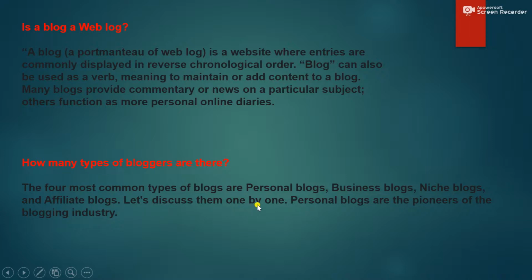Let's discuss them one by one, starting with personal blogs. The first one is the personal blog. It is the most common type of blog. Nowadays people use it when they create blogs, because it is very popular and very easy to create. It is the common type of blog, and the maximum number of blogs on the internet fall into this category.